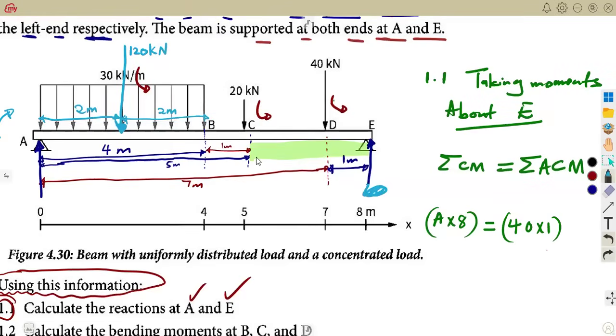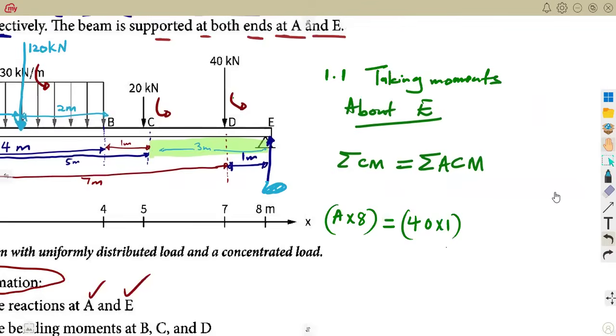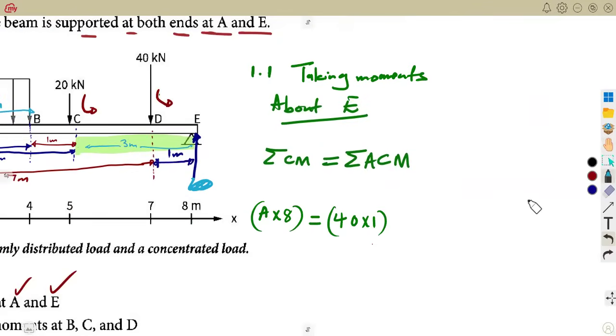Or you can just calculate the whole of this distance at once from the 8 meters. Remember, this beam is 8 meters. So 8 minus 5 gives us 3, so it's 3 meters here. That is the idea, guys. We need that distance because we need the force times the distance back to that point. So we are going to have plus 20 times 3.